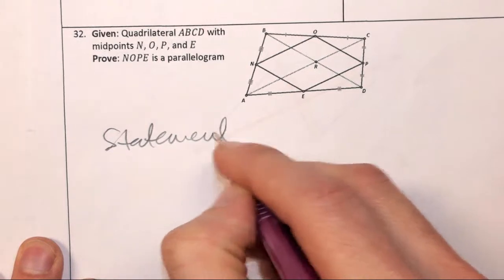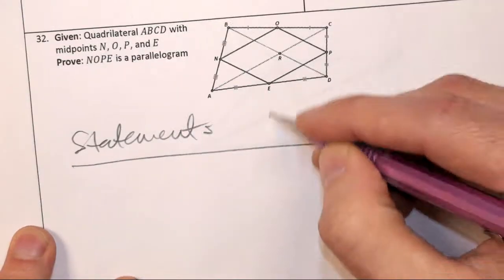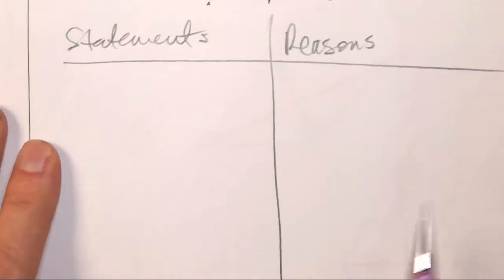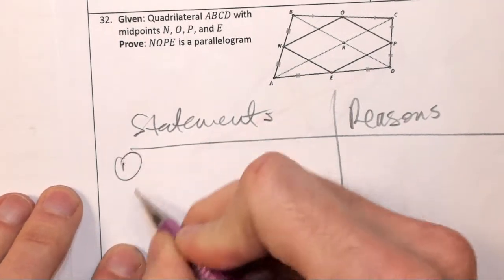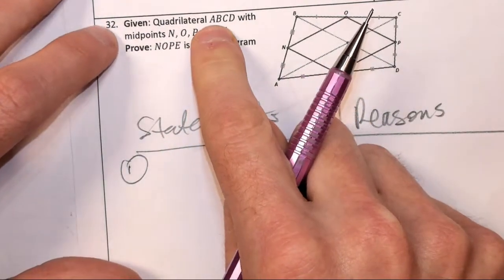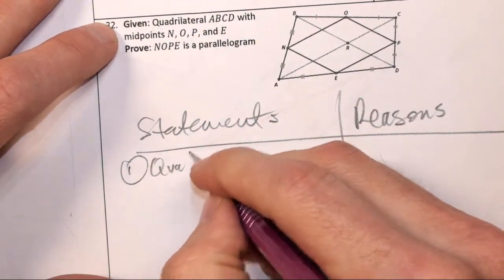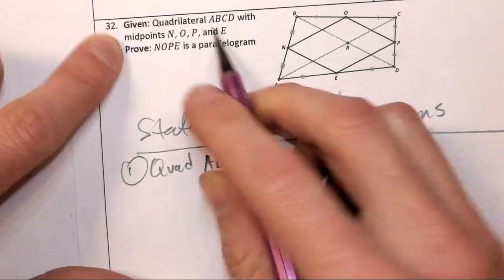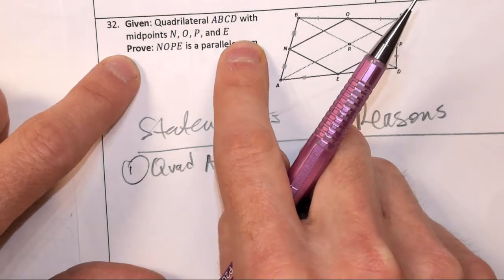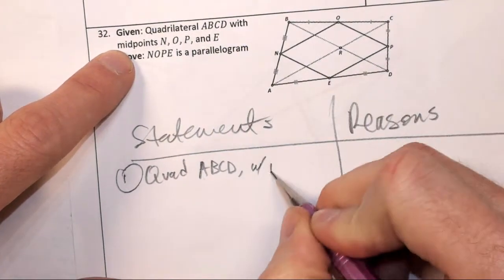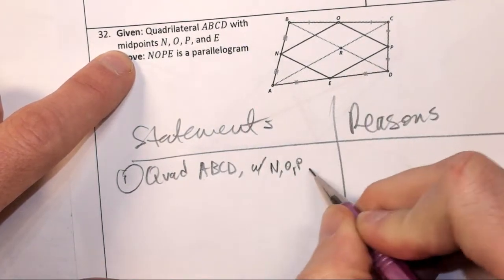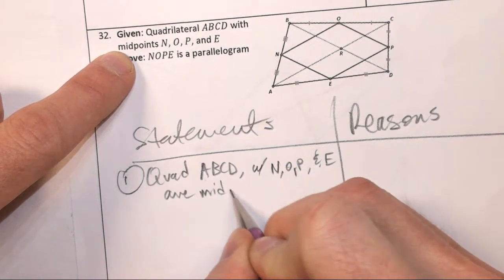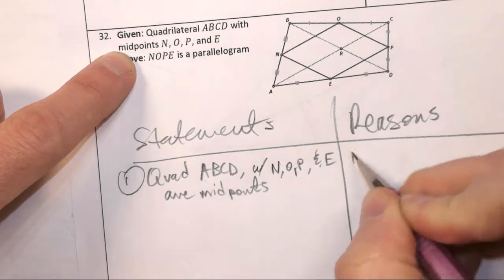Statements and reasons. Wow, I hope there's enough room. I sure am writing kind of large. All right, so the first one is that we have this quadrilateral ABCD, where N, O, P, and E are midpoints. And that's just given.